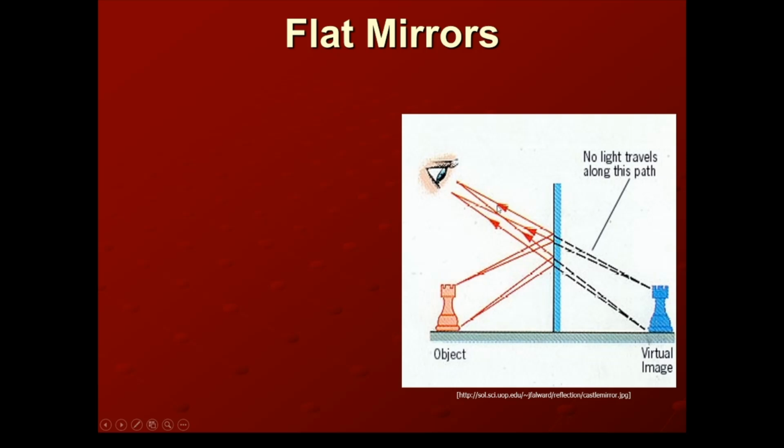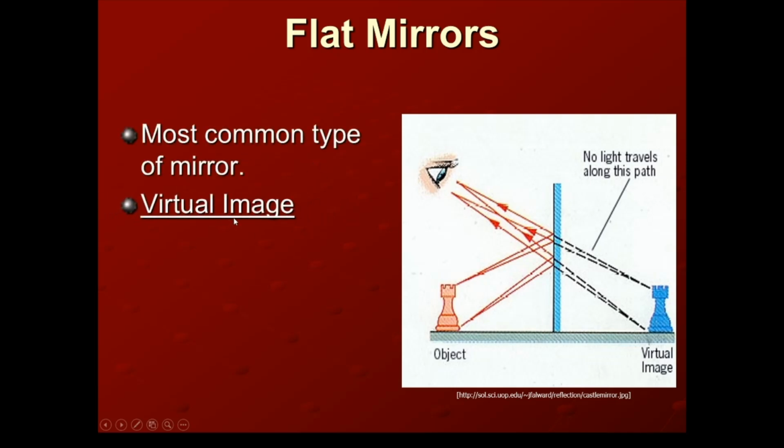Basically, the image in a flat mirror is going to be a virtual image. What do I mean by that? Let's say we're looking through a mirror at this object right here, this chess piece. The red one represents the real object, the real thing, but in the reflection, our eyes are focused as if we're looking at something on the other side of the mirror. So we have a virtual image right here.